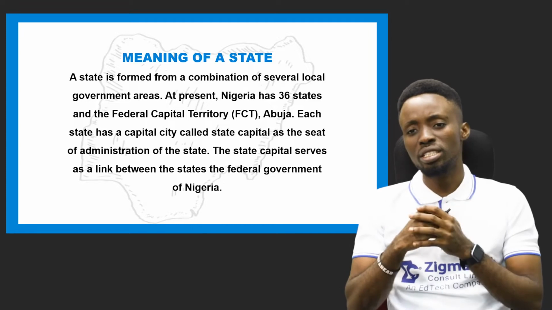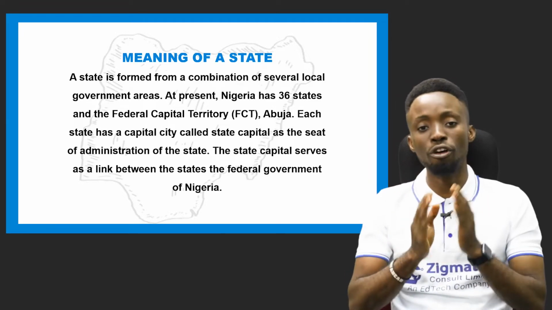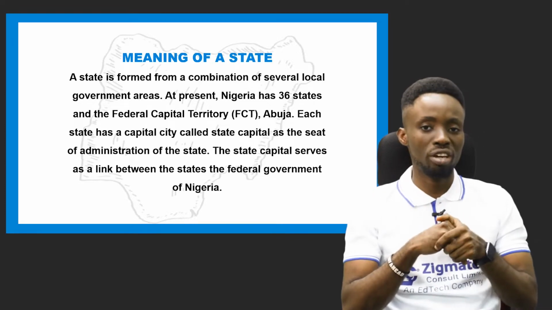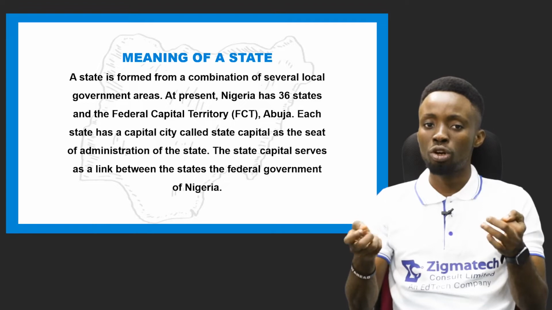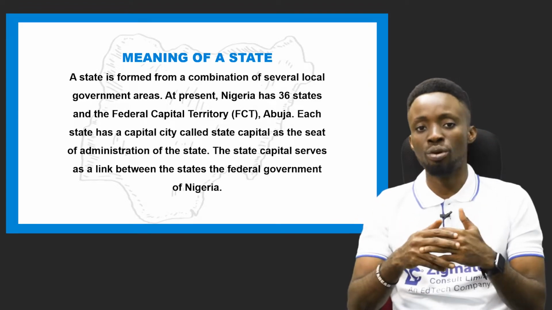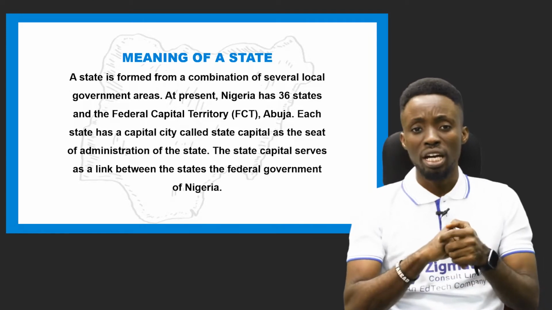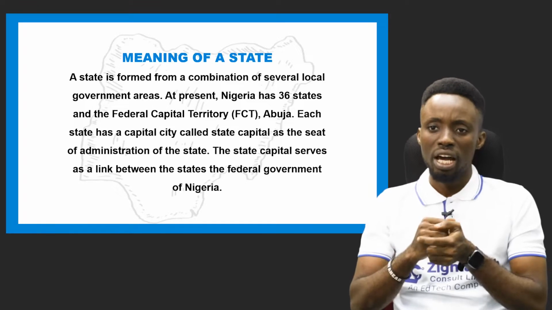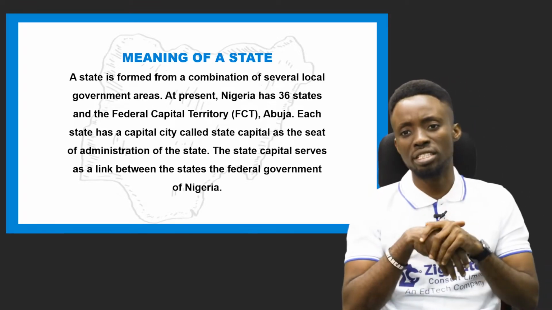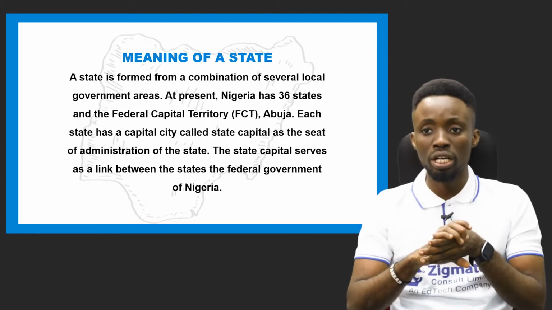A state is simply a region that is formed from the combination of several local government areas. So we have clusters of local government areas forming a state. And every state in Nigeria has its number of local government areas. And at present, we have 36 states in Nigeria, and then we have the Federal Capital Territory in Abuja.